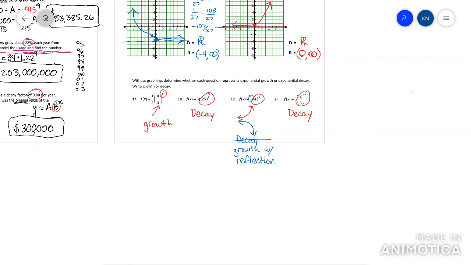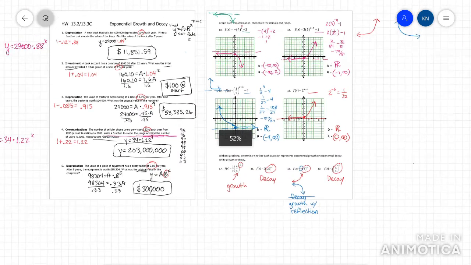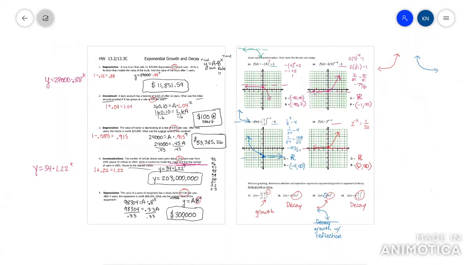So I more so care that you can do these word problems and that you can kind of graph and know the general shape of the graph and be able to get the y-intercept and the asymptote, etc.